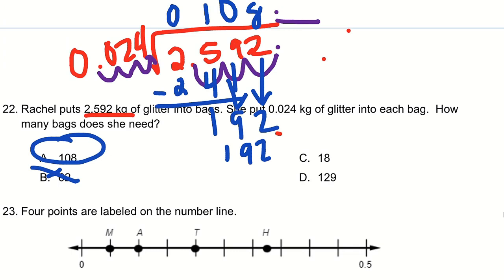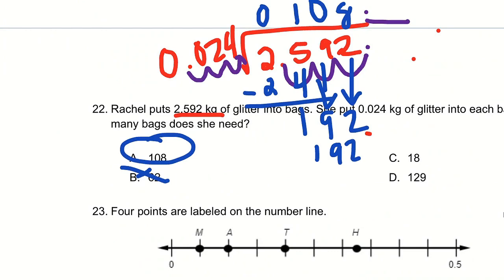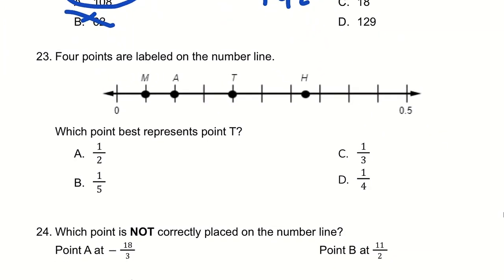Okay. Number 23 says, it says 4 points are labeled on the number line. We have M, A, T, and H. What point best represents point T? So it looks like I have fractions in my answer choices, and they labeled my number line to 0.5, which is 50 cents. I'm going to count how many jumps there are between 0 and 0.5 so we can know what to label these by.